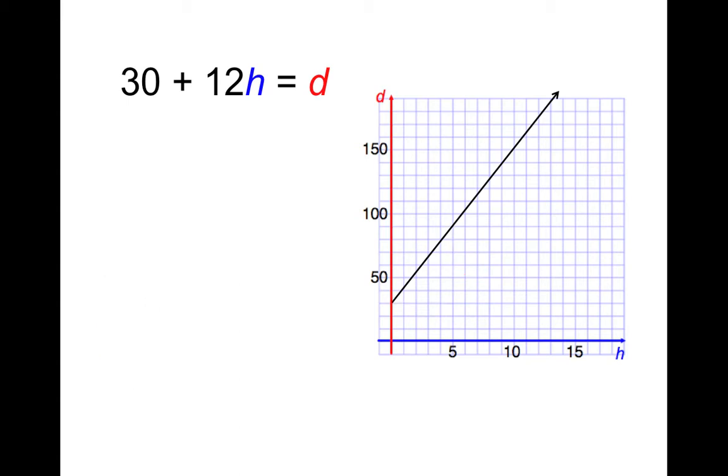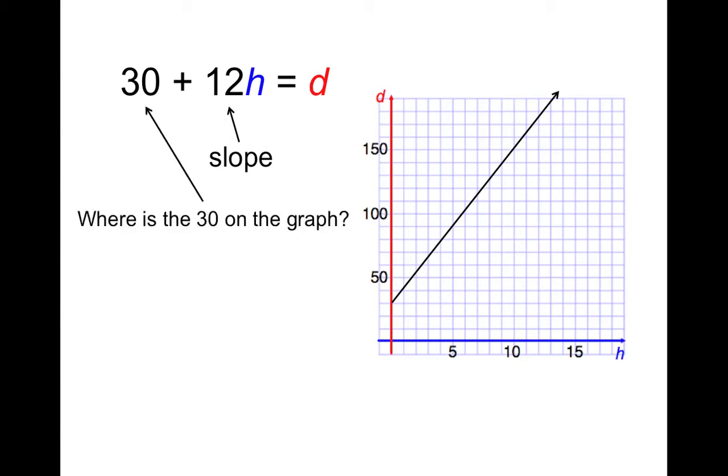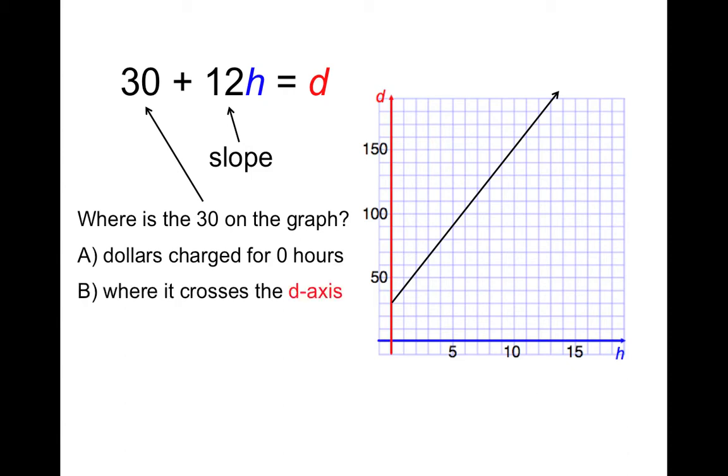So look at the equation that we wrote. The slope of the line, 12, is right here. It's how much the dollar value changes for every additional hour of work. How about the 30? Where's the 30 located on the graph? Can you find it? Is it the number of dollars that are charged for 0 hours of labor? Is 30 where our graph crosses the d-axis, the vertical red axis?